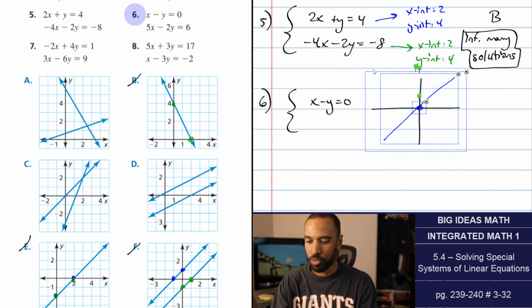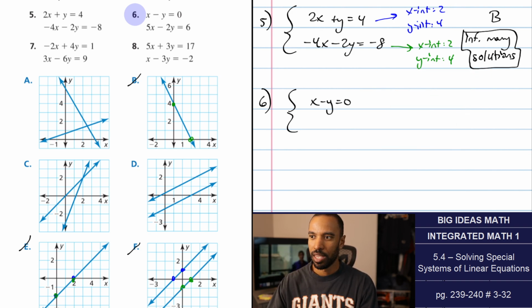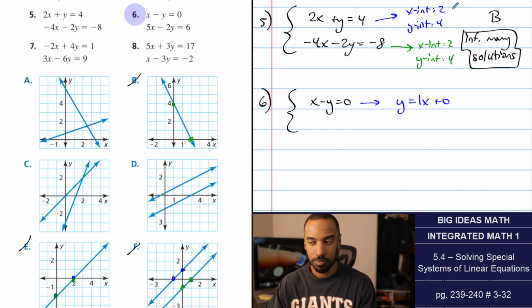So I'm going to rewrite both of these in slope-intercept form. This one, if I add y to both sides, it'll say x equals y. But in other words, I could also rewrite that as y equals x. That means y equals 1x plus 0. Keep that in mind. That's a unique line for this.